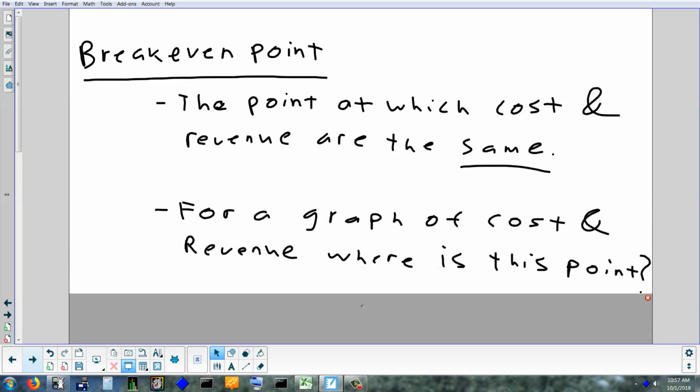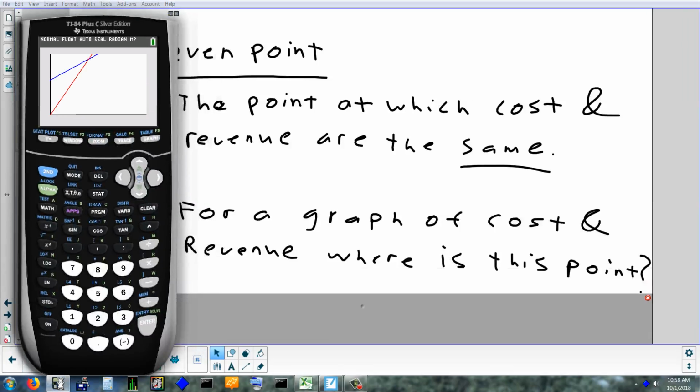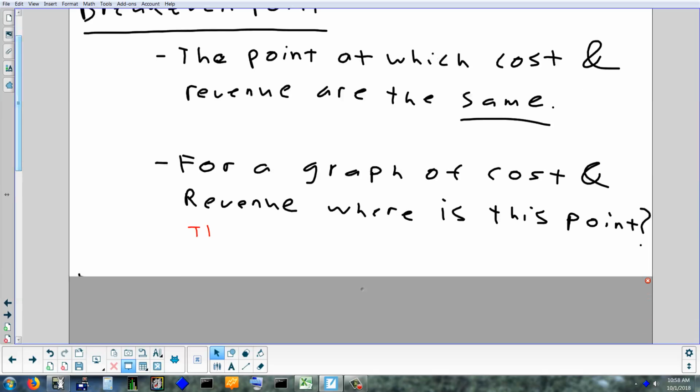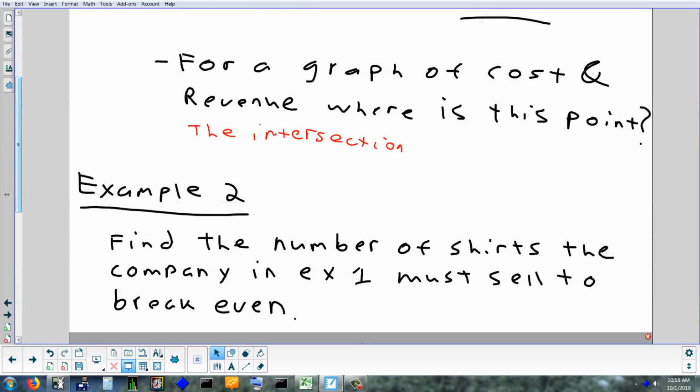So I kind of already showed you this graphically, but if you want to find when the cost and the revenue are the same, what would you be looking for on that graph? Yeah, you'd be looking for the intersection point. That's all. So if you graph the cost and revenue, where is the break-even point? It's the intersection. All right. So let's find the break-even point. Let's figure out how many shirts the company would have to sell to break even.